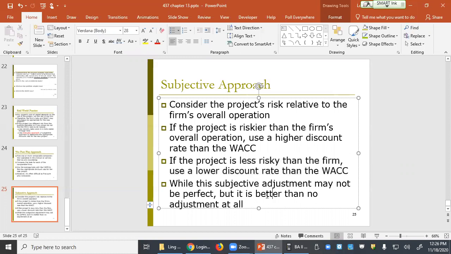Okay. So even though this subjective approach is not perfect, an imperfect adjustment is better than no adjustment at all. Okay. So that's the conclusion.